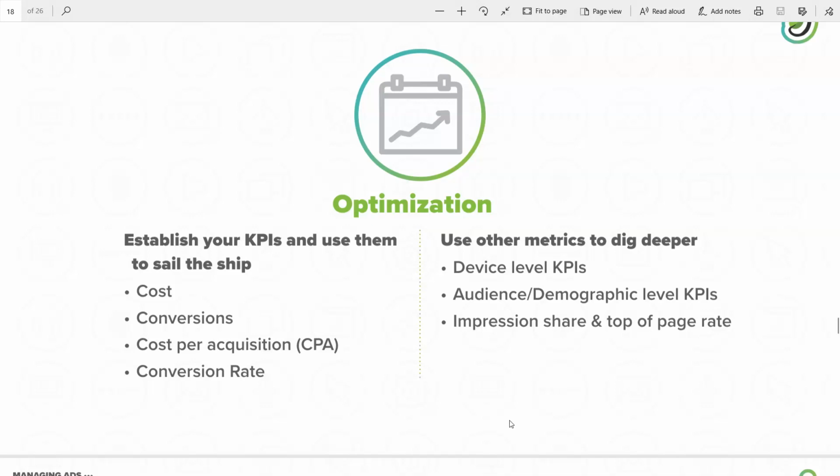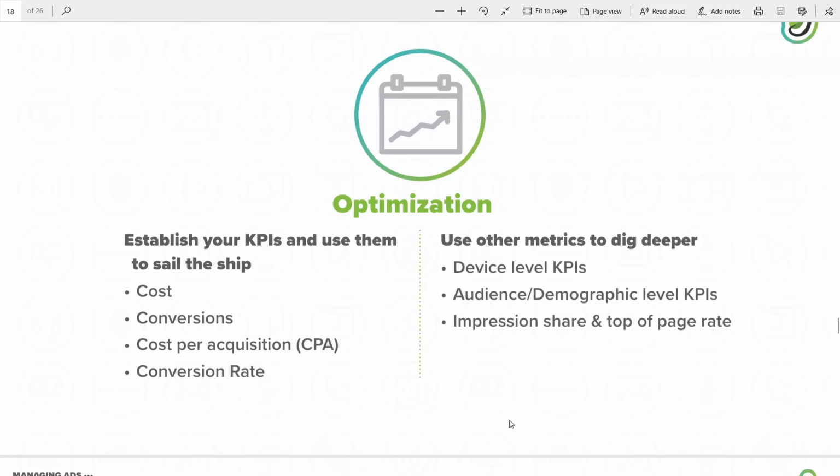There's some other KPIs that you can use to dig in a little bit more. These are slightly more advanced, but nothing that's extremely difficult to wrap your head around. Your audience and demographic level KPIs. So which age groups convert the best? Which types of audiences convert the best in terms of what their digital activity looks like for the types of services that they're in the market for? Is there any correlation between where the audience is living or what their location is? These are all metrics that you can dig into and help you better optimize your ads.